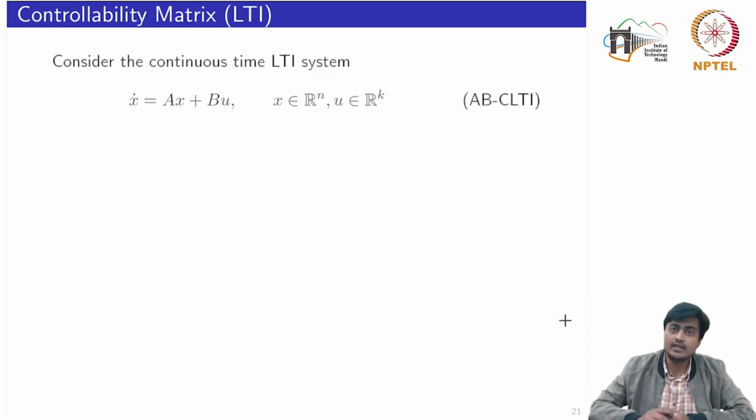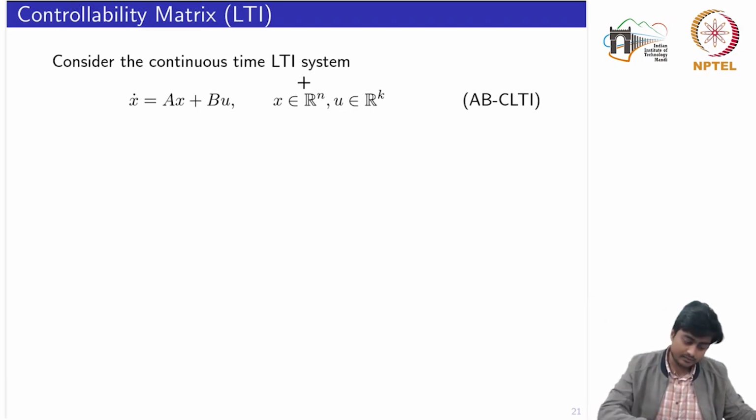So now we shall see the results for the LTI system. For the LTI system, as the title of the slide says, the controllability matrix. We are going to define a controllability matrix and construct some subspace out of that controllability matrix. And then we'll try to compute the reachable subspace and the controllable subspace.